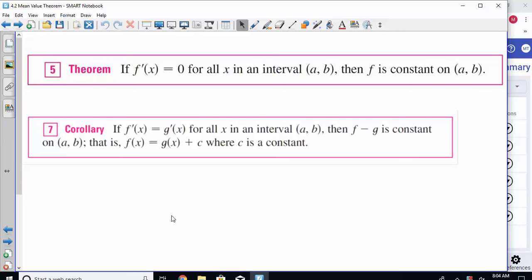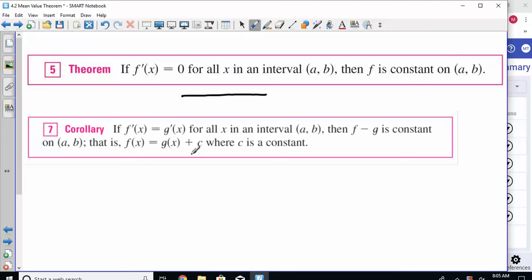The first theorem: if the derivative is always 0 on the interval, then it's a constant. We talked about how yesterday I drew a picture where we're looking at our different theorems. If the derivative is always the same, that means your graph is a horizontal line, so it's a constant. If f prime and g prime are always equal in the interval, then if you subtract them, you get a constant.